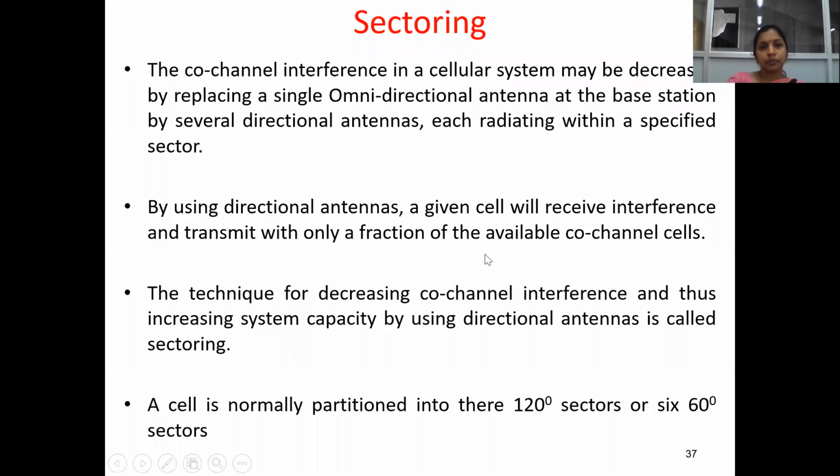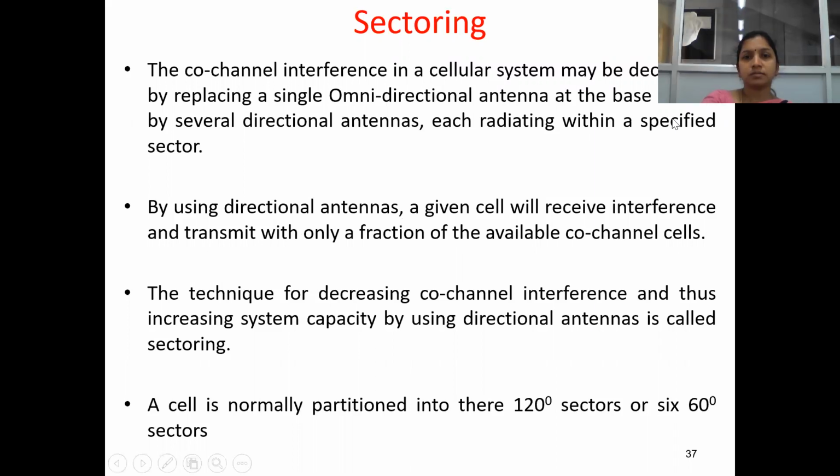Coming to sectoring, the co-channel interference in the cellular system may be decreased by replacing a single omnidirectional antenna at the base station by several directional antennas, each radiating within a specified sector. So in place of the omnidirectional antenna system which we used earlier, we are replacing it with several directional antennas, each radiating within a specified sector. By doing this, we can reduce the co-channel interference also. How we can reduce it, we will see in the next slide.